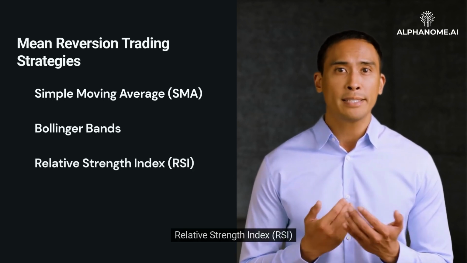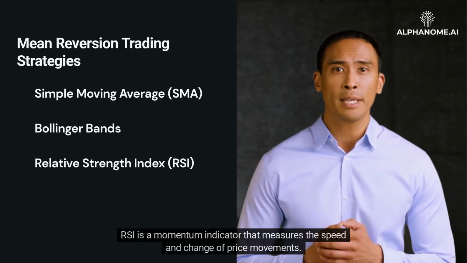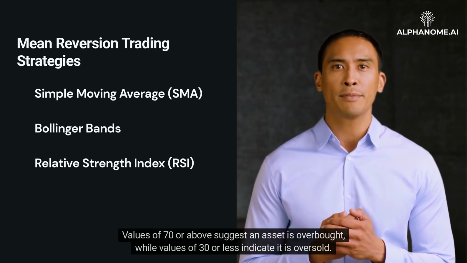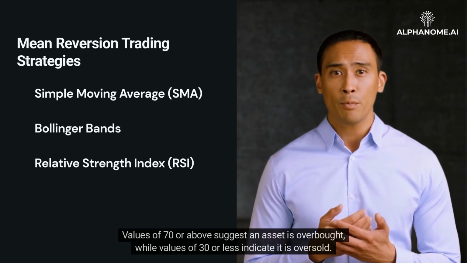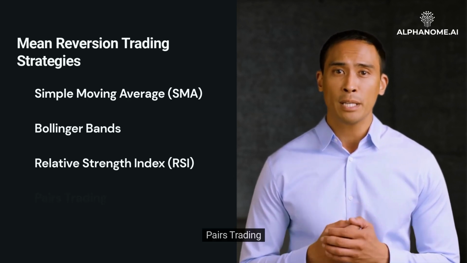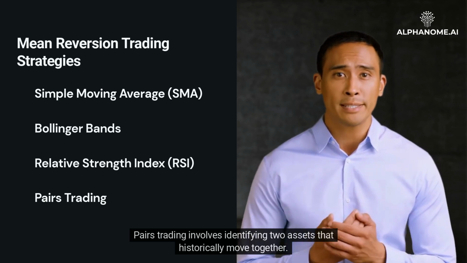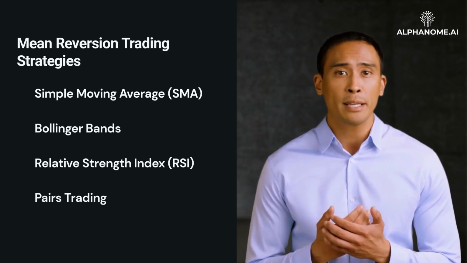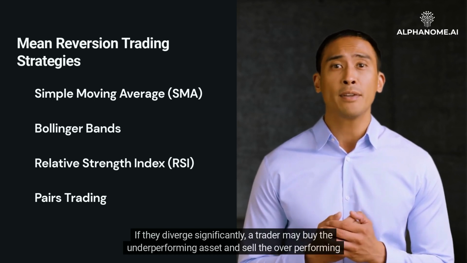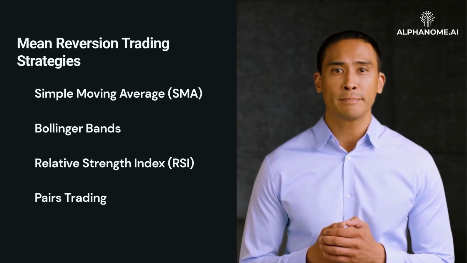Relative Strength Index, RSI. RSI is a momentum indicator that measures the speed and change of price movements. Values of 70 or above suggest an asset is overbought, while values of 30 or less indicate it is oversold. Pairs trading. Pairs trading involves identifying two assets that historically move together. If they diverge significantly, a trader may buy the underperforming asset and sell the overperforming one, expecting both to revert to their mean.